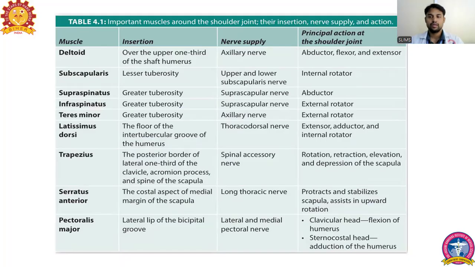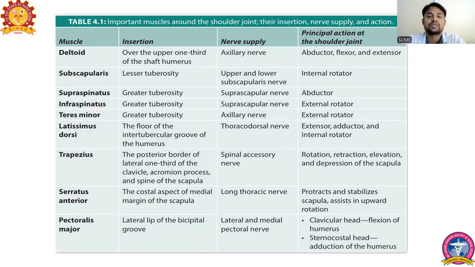The action of pectoralis major, since it's the anterior chest muscle, you remember people who go to the gym, they do the chest press like this. So this is the action of the pectoralis major. What are the actions you see? Internal rotation of the shoulder joint, adduction of the shoulder joint, and there is flexion of the humerus, forward flexion. So this is the action of the pectoralis major.